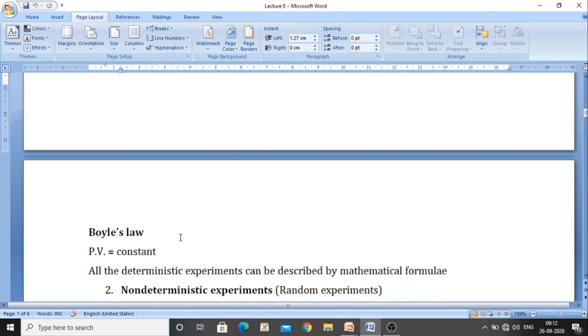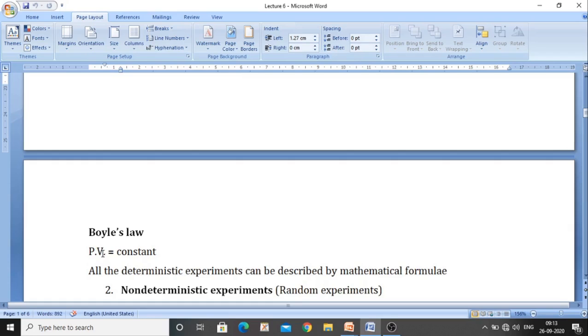Boyle's law is nothing but PV is equal to constant. P stands for pressure, V stands for volume. So P into V is equal to constant. If you want to find P, then P is equal to constant upon V. So pressure is inversely proportional to volume. That means if volume increases, then 1 upon V becomes less, and pressure decreases. That is Boyle's law.